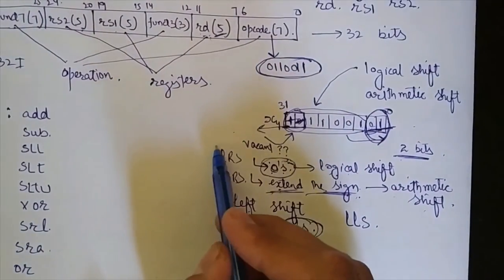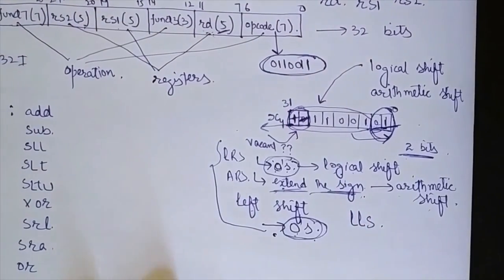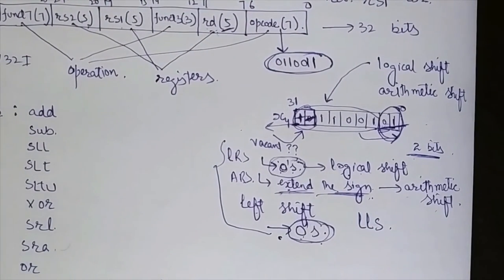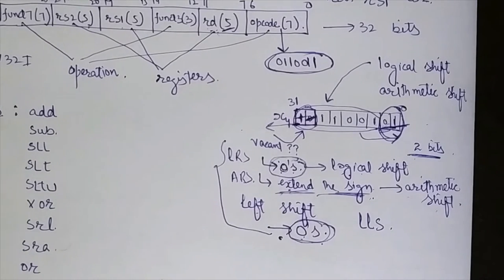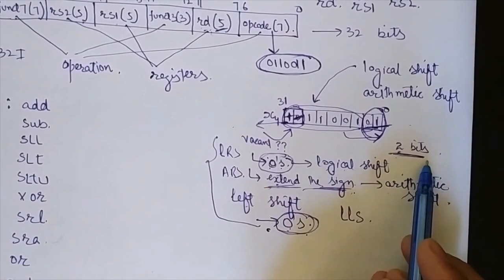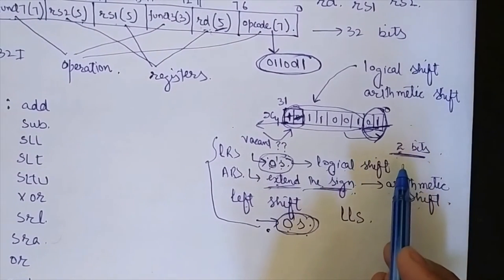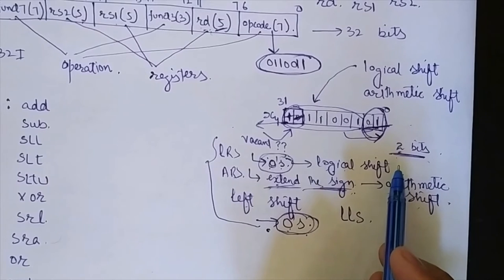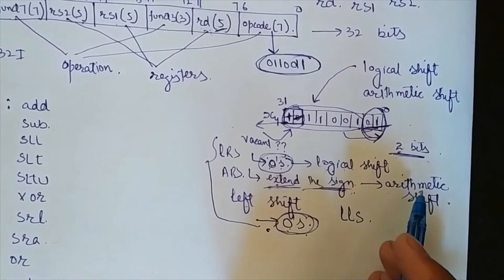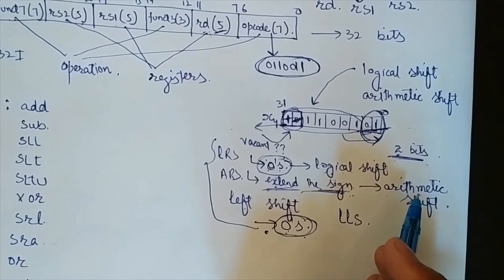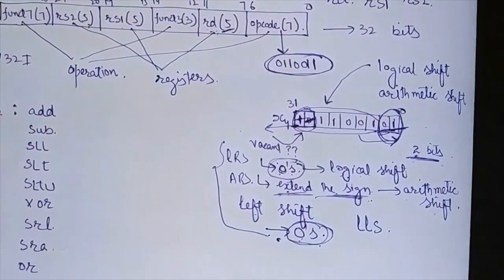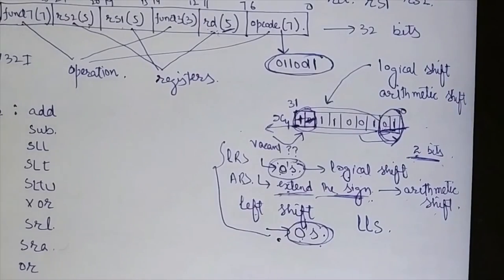So I hope you understood the shift concept. What do we mean by shifting the bits? Let's suppose we are shifting right by 2 bits, that means 2 bits at the most significant position will remain vacant, and we can either fill them with zero or extend the sign. One is called a logical shift and another is called an arithmetic shift.